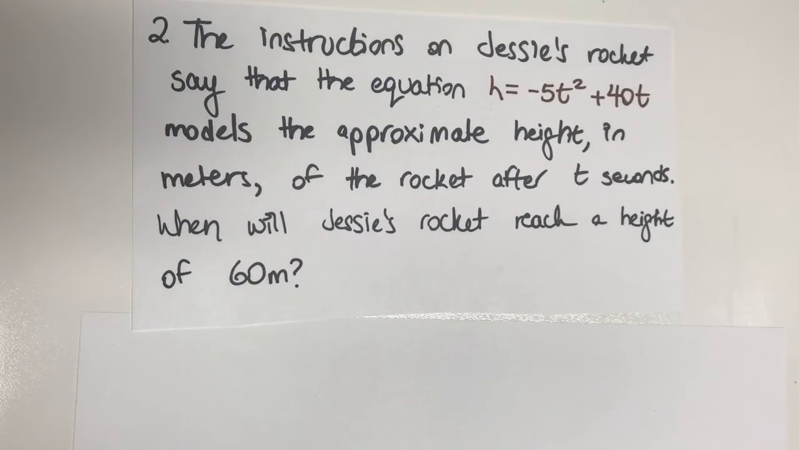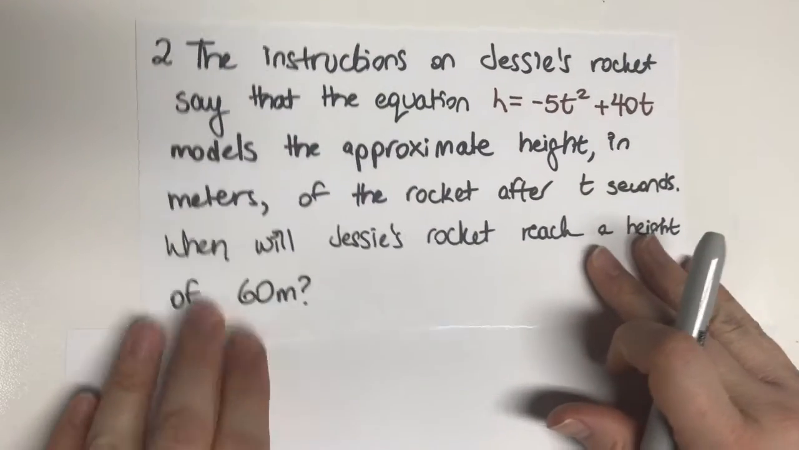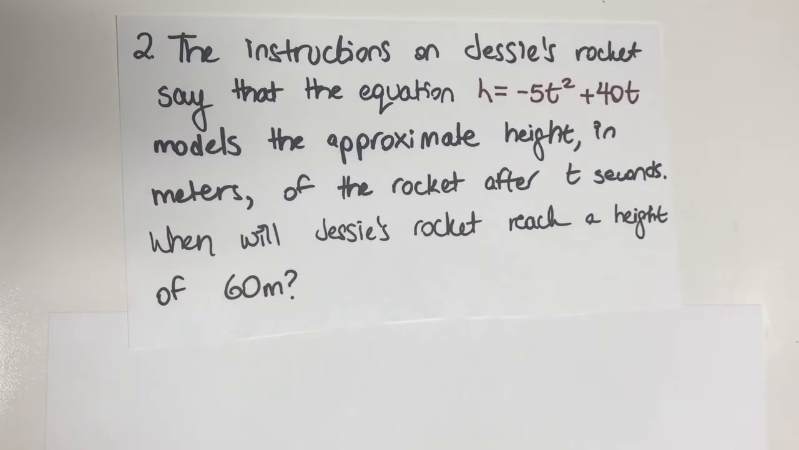All right, another perfectly applicable real-life scenario. The instructions on Jesse's rocket say that the equation h equals -5t squared plus 40t models the approximate height in meters of the rocket after t seconds. When will Jesse's rocket reach a height of 60 meters?